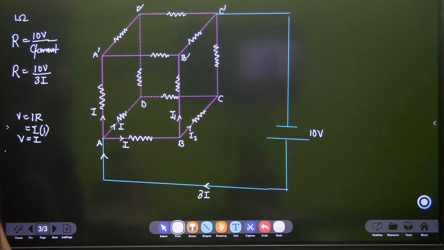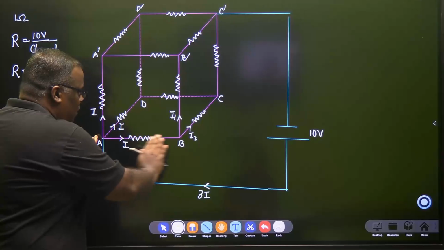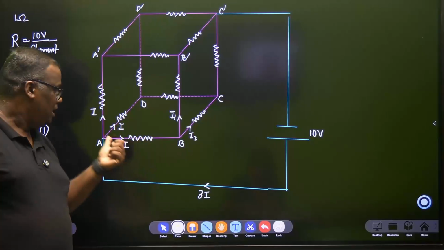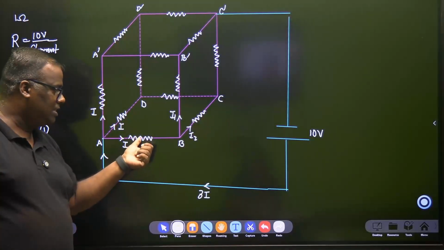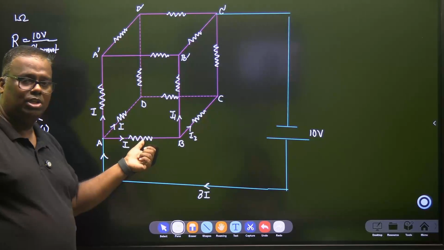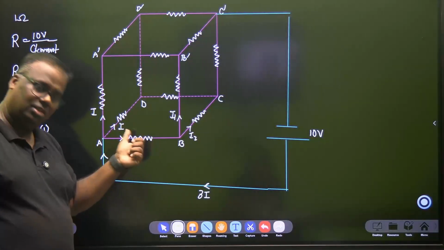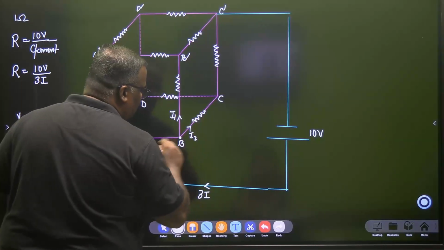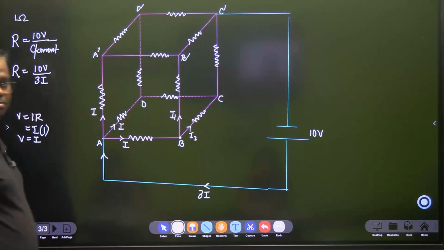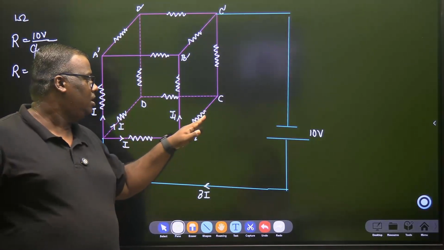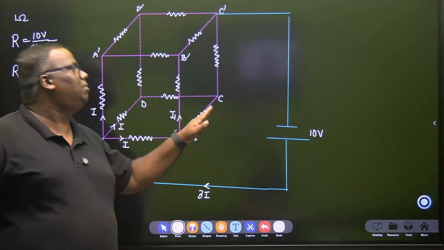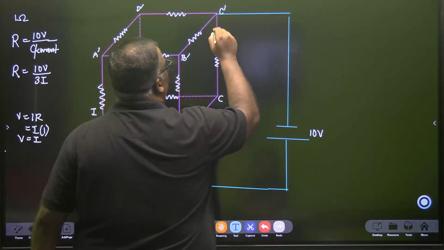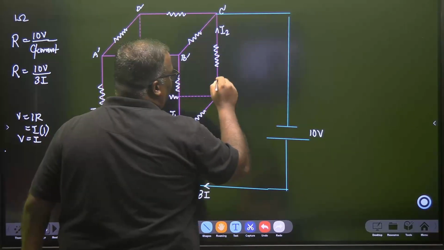As of now, just concentrate on AB. I current is coming. There is a resistor of 1 ohm out here. What is the drop out here? I into 1. Correct? The current goes here. This is a junction. Do you agree or not? Then the current has split into I1 and I2. I am still concentrating on I2. My I2 goes here. My I2 will be here also. And here also it's a series. The same current will be flowing.